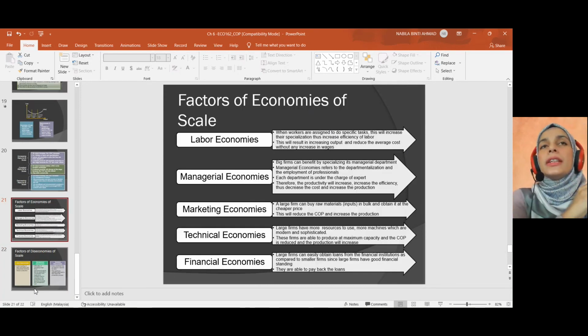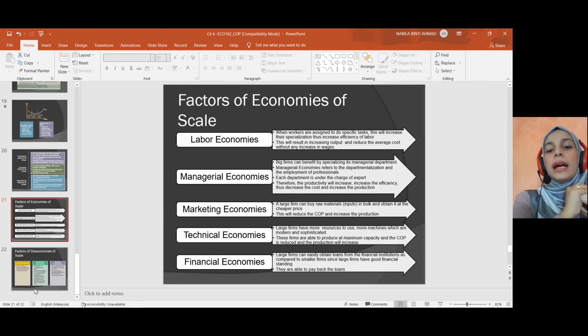And kita lihat apa faktor-faktor yang menyebabkan firm itu boleh capai economies of scale. Okay. Faktor-faktor economies of scale, maybe first labor economies macam tadilah, workers are assigned to do specific tasks, so they will increase their specialization and increase efficiency, increase productivity, so the cost will reduce and the firm may experience economies of scale. Okay. Managerial economies, big firm can benefit by specializing its managerial department.